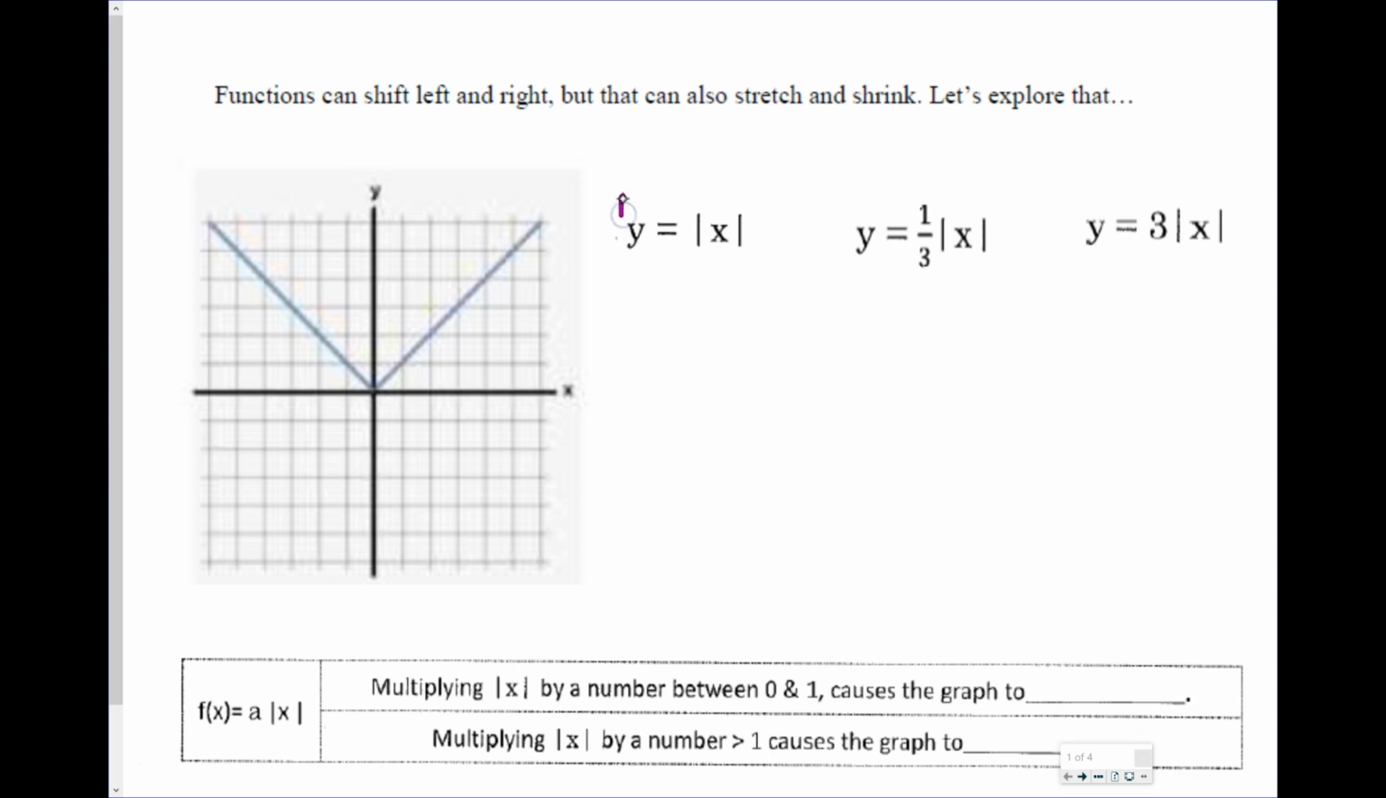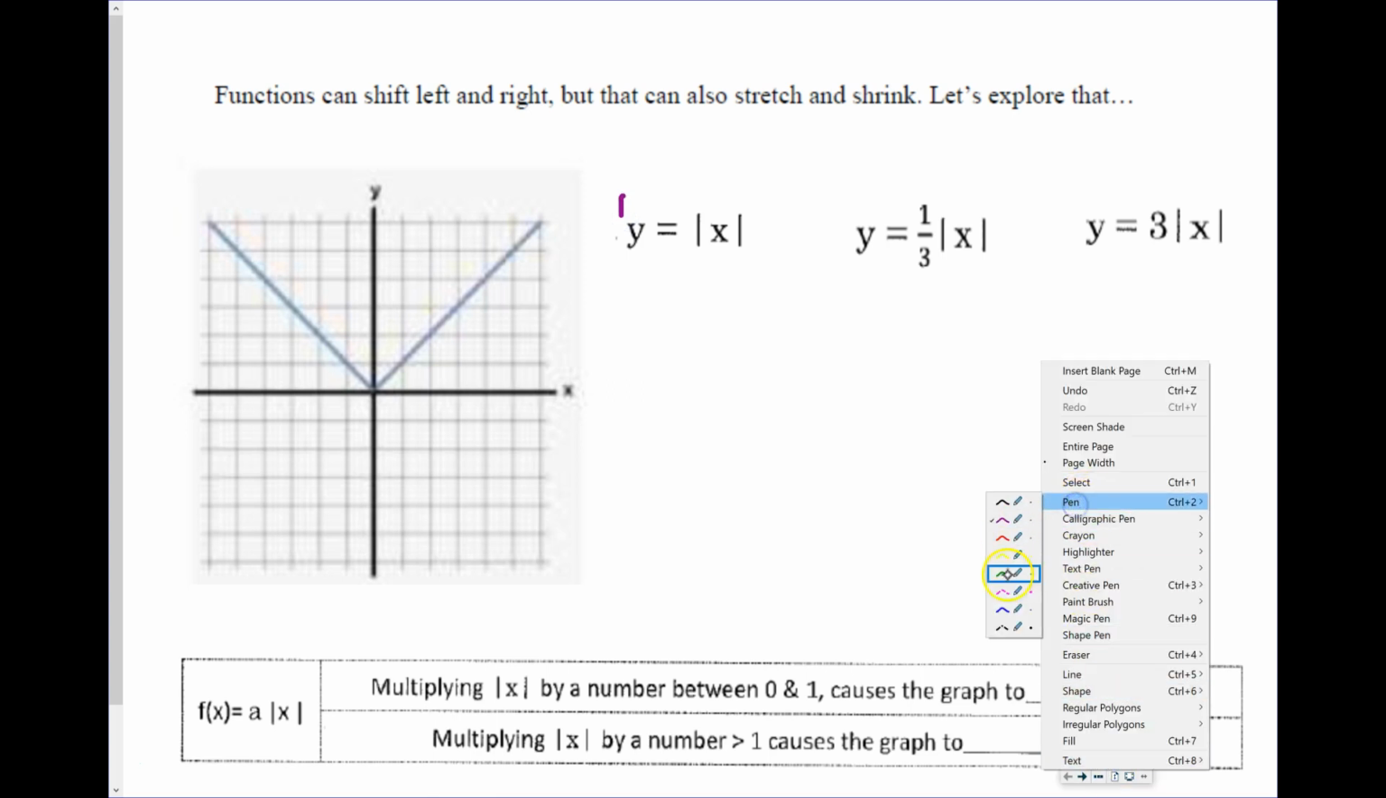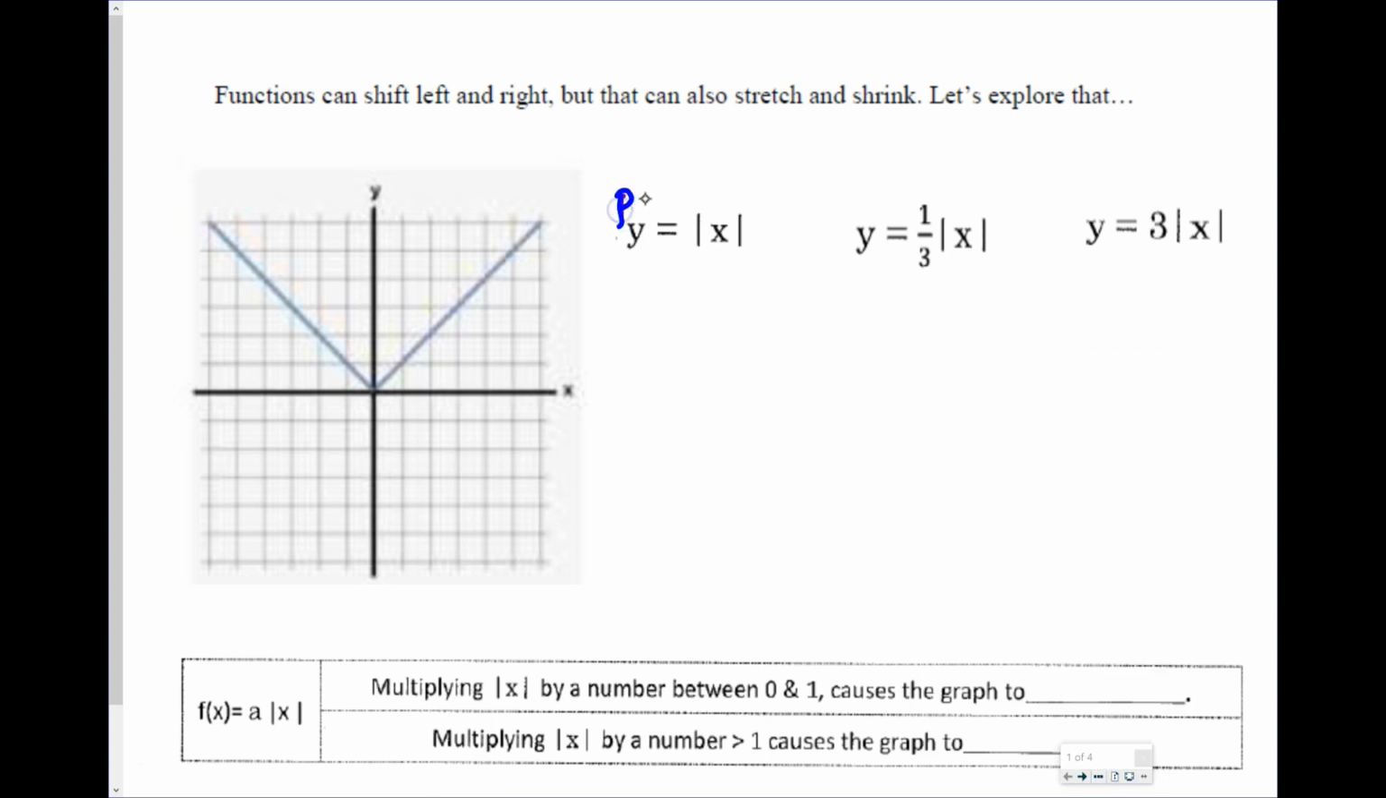So this guy is your parent. I'll make that blue so we can see that easier. So y equals absolute value of x is your parent function. That's that guy right there. Just your basic starting at 0, 0, going up 1 over 1, up 1 over 1.